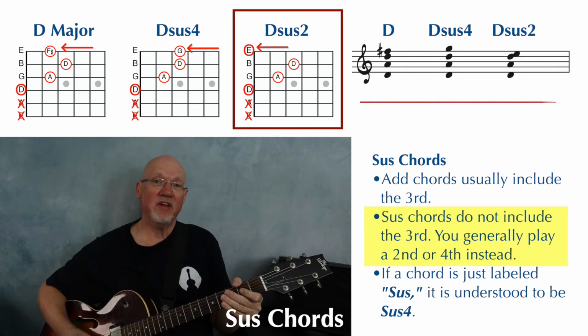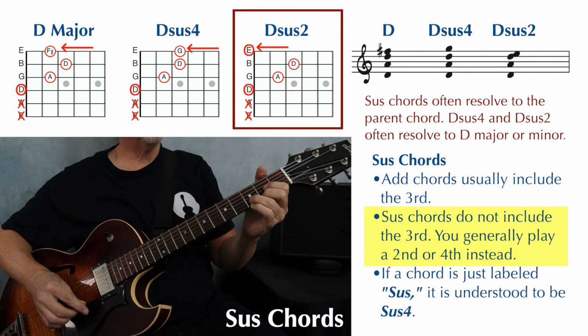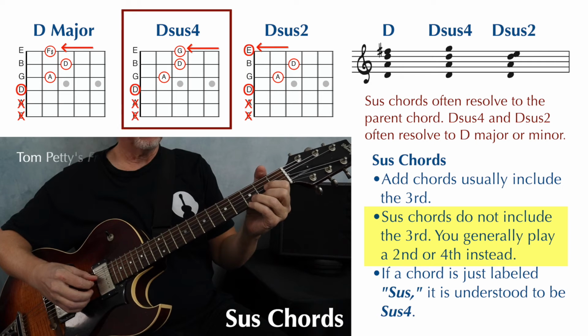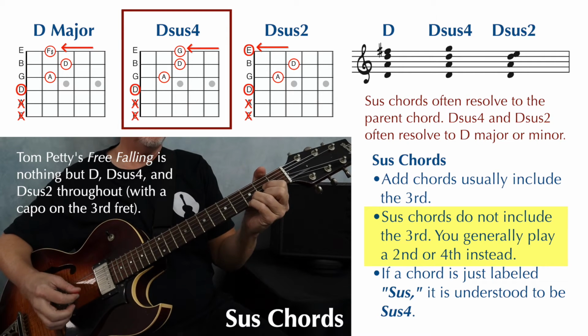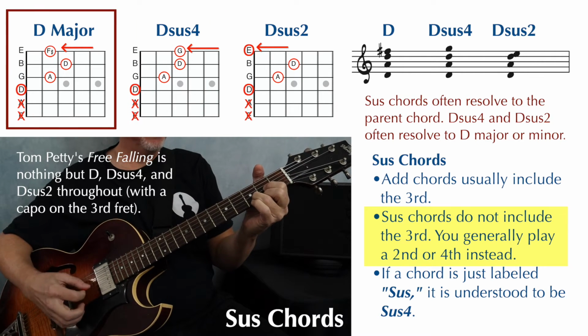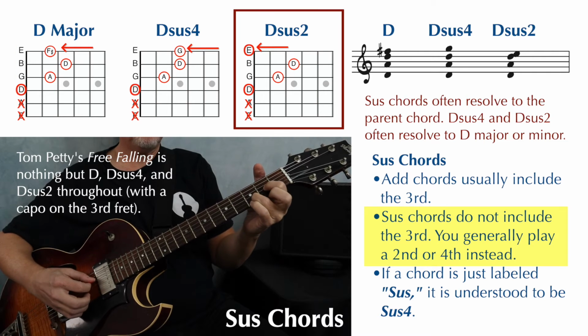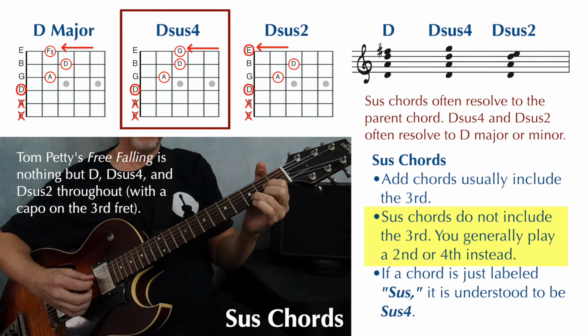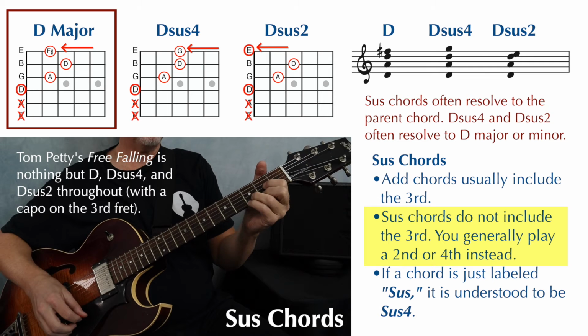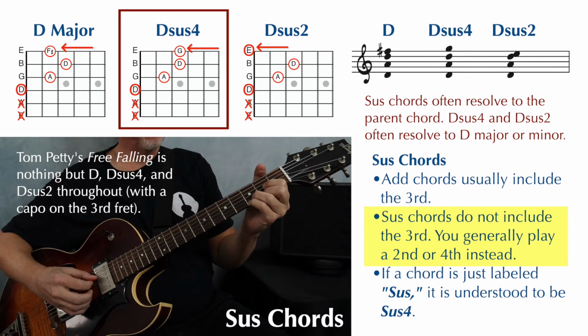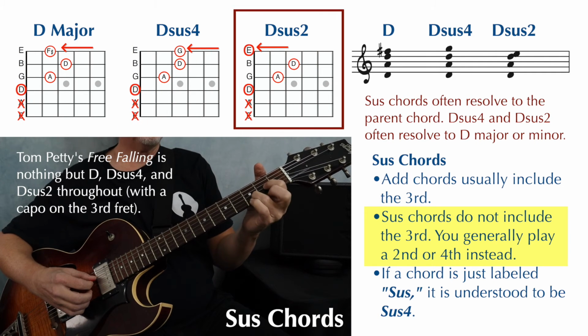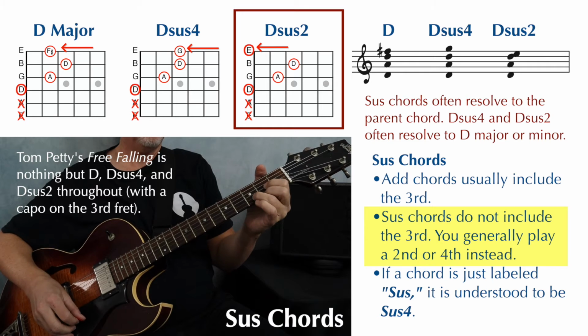And this isn't always the case, but a sus chord often resolves to its parent chord. For example, a D sus4 will often resolve to D. Same with a D sus2, resolving to D. And sometimes you'll have a little combination, D sus4, D sus2 to D.